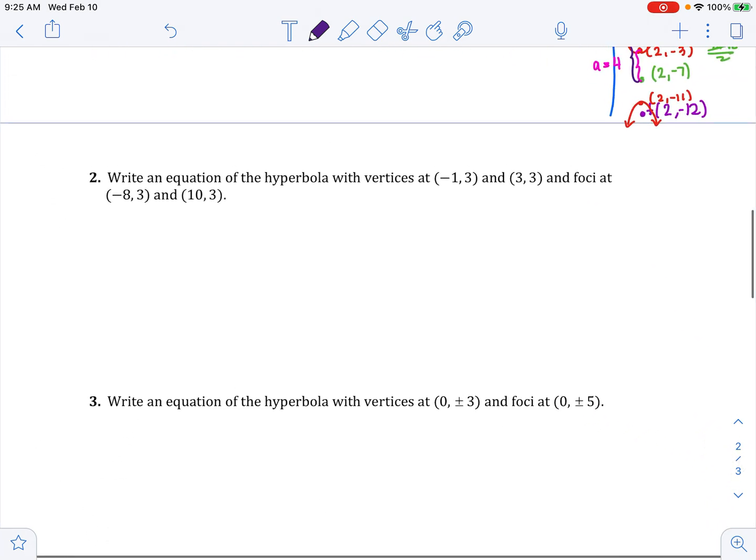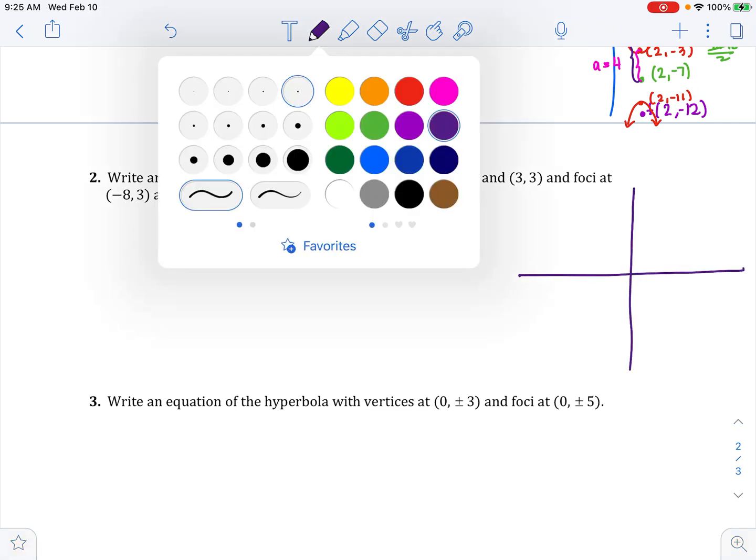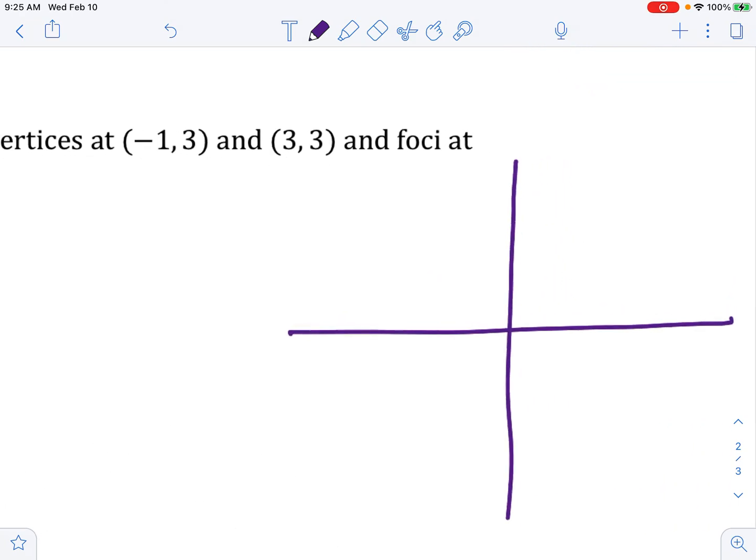Okay? All right, let's move on to the next one here. Same exact idea. Write an equation of a hyperbola with vertices. So I'm going to draw my x and y axis here. This time, I'm just going to do it all purple. It's not going to hurt anyone.